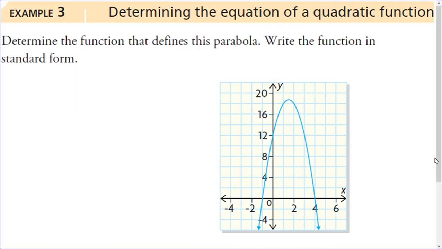We have one more question to run through, and so that's determining the equation of a quadratic function. So if you're given the graph, to then be able to use the graph to figure out what the equation would look like. So pause the video, give it a try, see how far you can get, and then come back when you're ready, and we'll go through the answer for it.